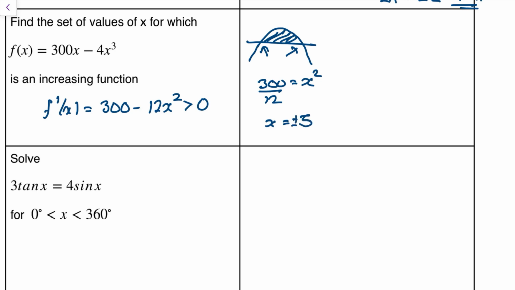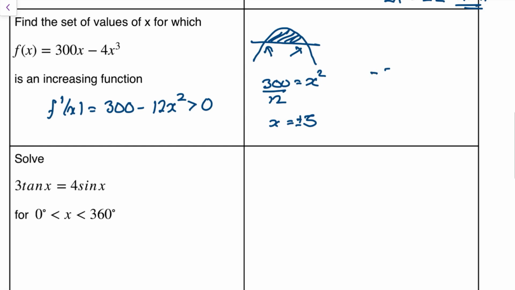Bit of rearranging quickly, which means that x is equal to plus or minus the square root of 25, which is 5. Now, what am I doing? I'm trying to find out the values where I'm above the curve. So in other words, those are all the values between minus 5 and 5. Question done. Clever little question. I like that question.